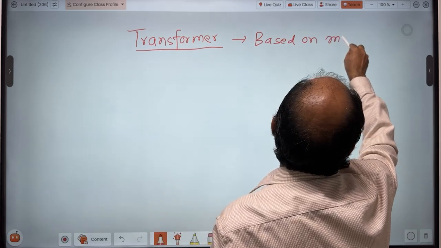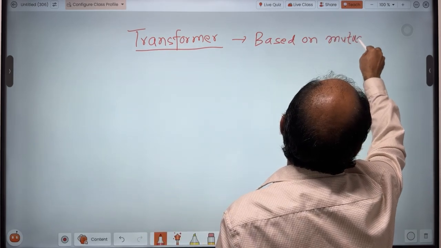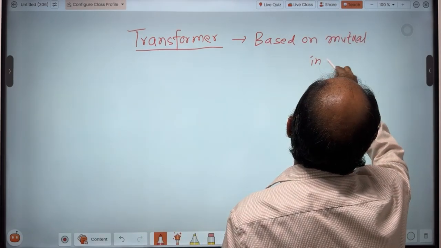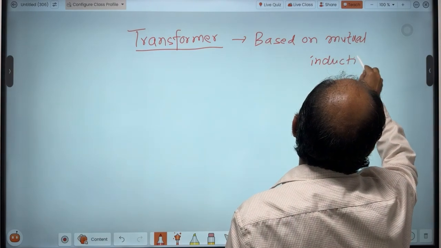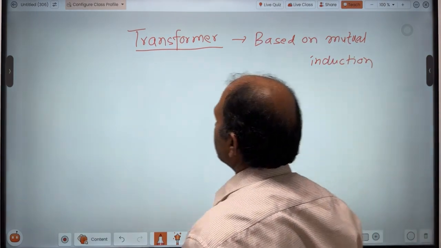It is based on mutual induction, right? What is mutual induction? Whenever there is change in current in one coil, then there will be flux change in the associated coil.